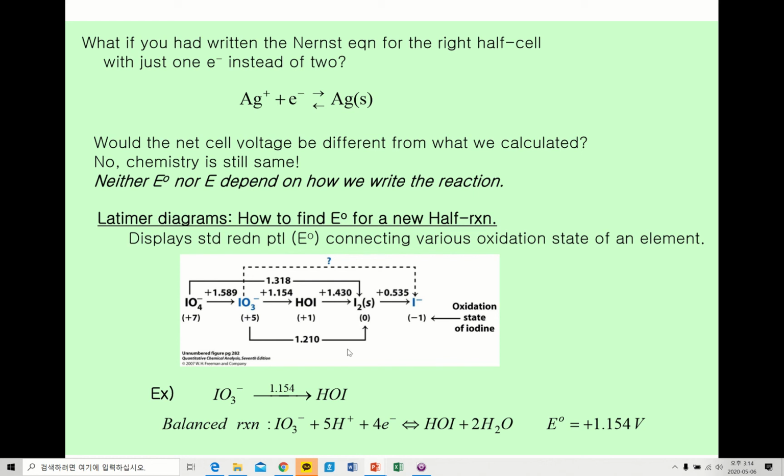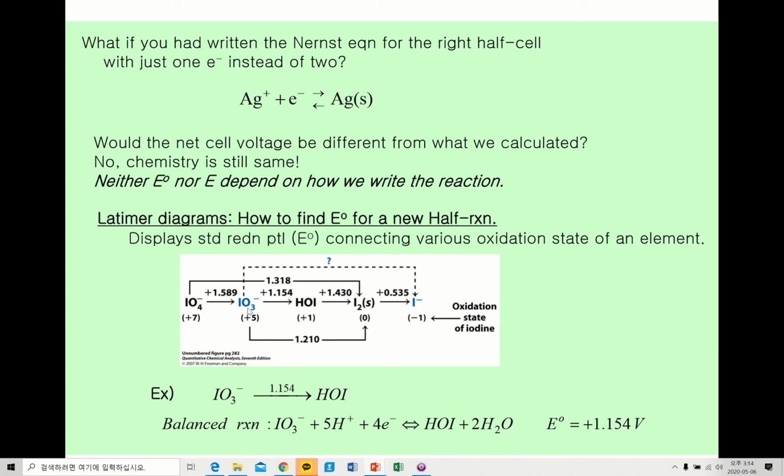Hypoiodite, hypoiodous acid. Here the iodine oxidation state is +1, and iodine is a simple solid, with oxidation state 0. And then iodide, where the oxidation state of iodine is -1. This diagram gives the standard reduction potentials.